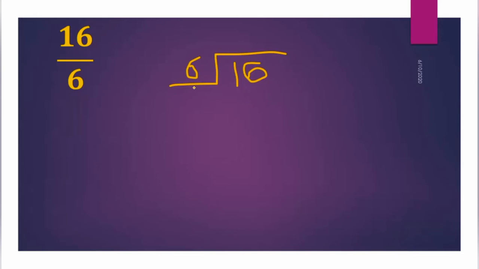Now 16 over 6. How many 6 we have in 16? 3 or 2? We have only 2. So 2 times 6 equals 12. Now subtract: 16 minus 12 equals 4. So we finished everything because 4 is less than 6, so we cannot divide again. So 4 is the remainder.